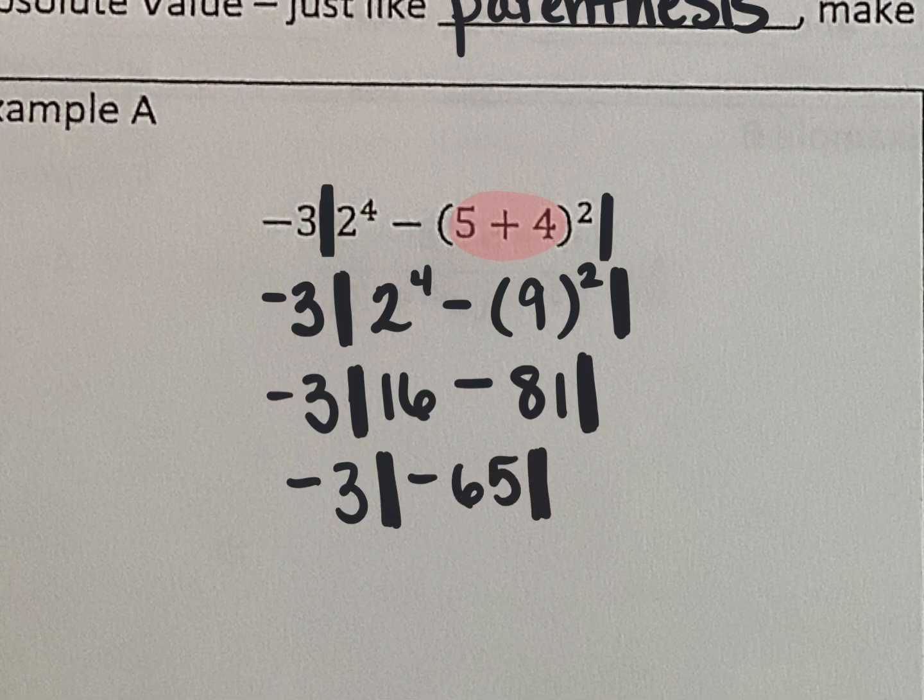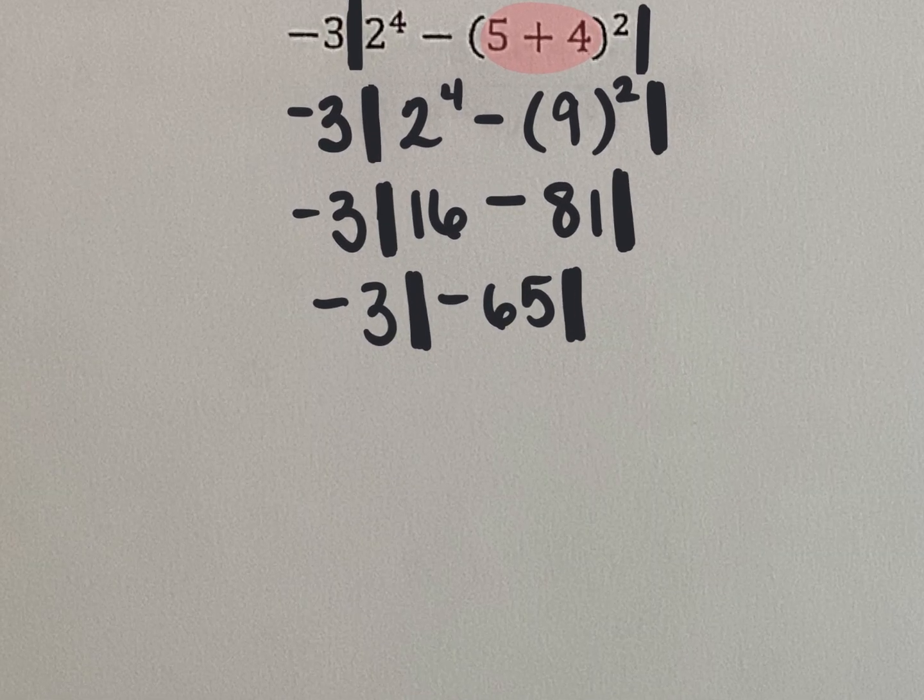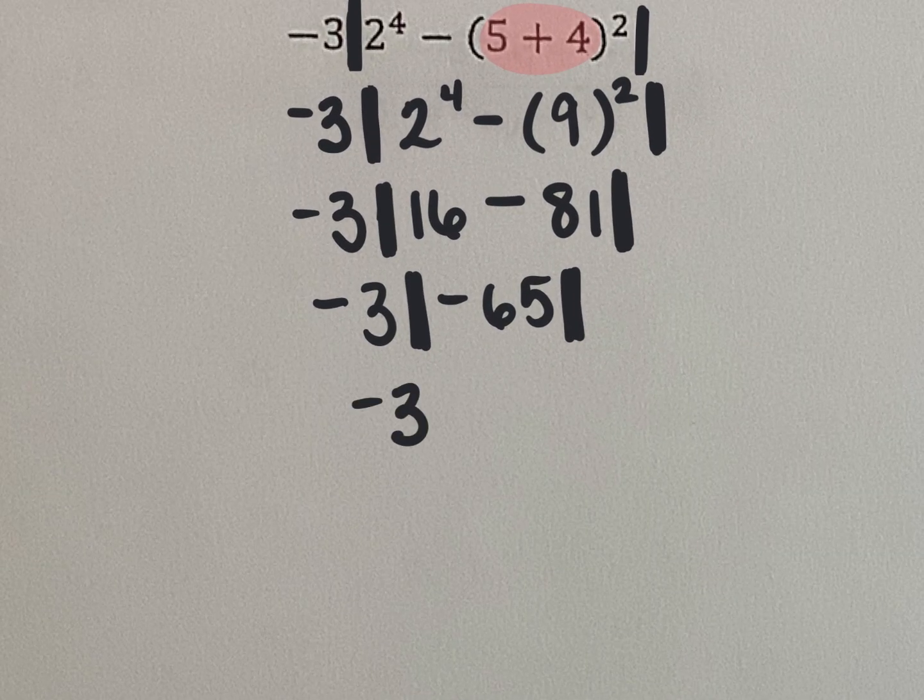You all are going to use Desmos, and that's perfectly fine. All right, so now I've still got this negative 3 out front. What is the absolute value of negative 65? 65, and I'm multiplying that. All right, so a negative times a positive makes it what? Negative, good. And then I end up with negative 195 for my final answer.